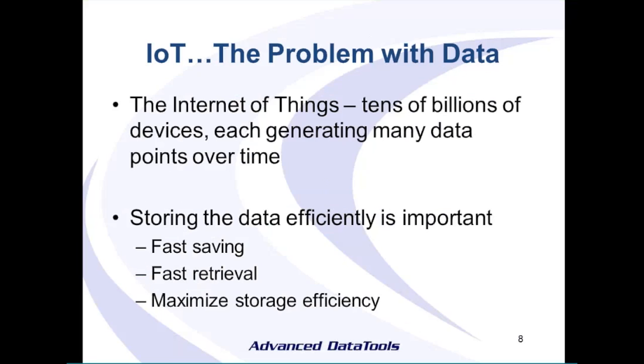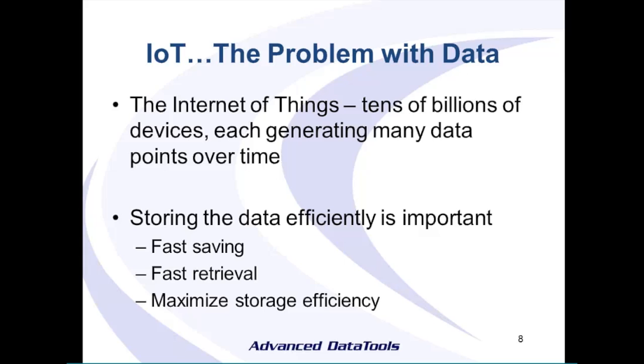Okay, so stepping back a bit, for the Internet of Things, there's a problem with all this data. The problem is there's just so much of it. So think about all of these devices out there. There's soon to be an estimated tens of billions of these devices, and they're all generating a bunch of data points over a period of time. That could be a long time.